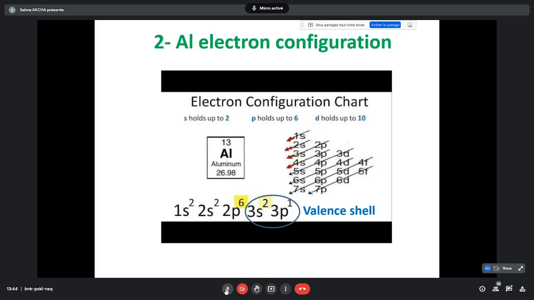13, of course. I told you, be careful. The atomic number is, except for hydrogen, always smaller than the atomic mass. It is 13. Let's write from the beginning.